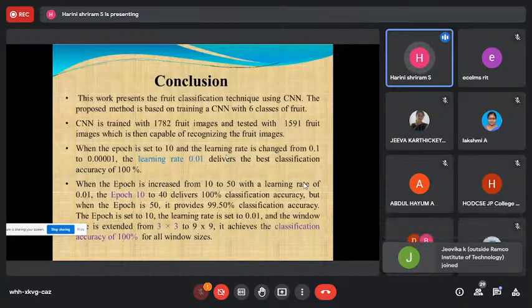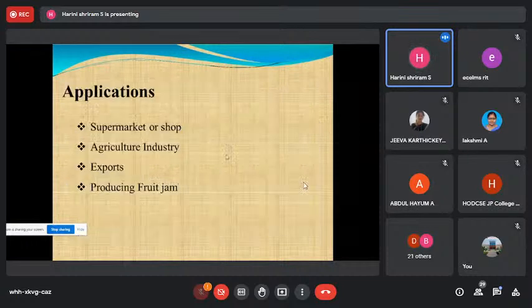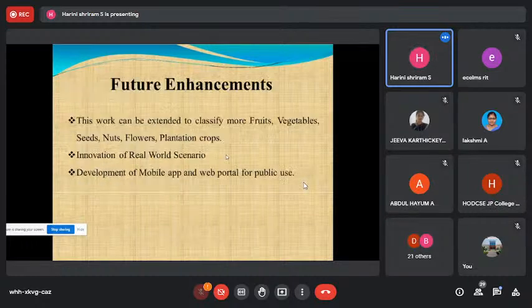We didn't compare our results with the existing results because we have taken only 6 classes of fruits, so we didn't compare our results with the existing methods. These are our applications. We have implemented this food classification system in supermarkets, agriculture, industry, exports, etc.